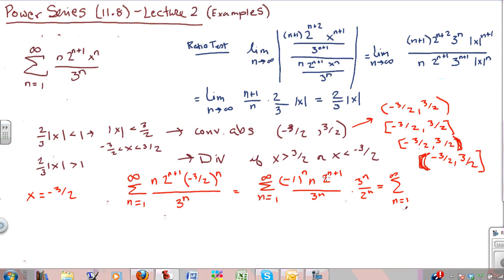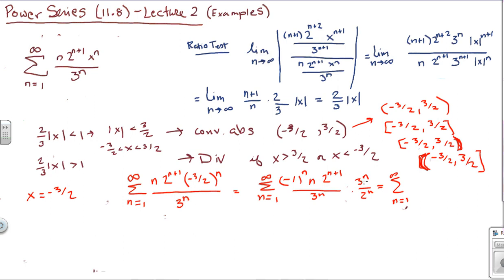So I get left with the 2 in the numerator and the 3 to the n's cancel. So I get 2 times negative 1 to the n times n, and that's going to diverge. Why is that? That's the divergence test. Terms don't go to 0. So right off the bat we know that's at negative 3/2, so that's not it and that's not it, so it's one of these other two.